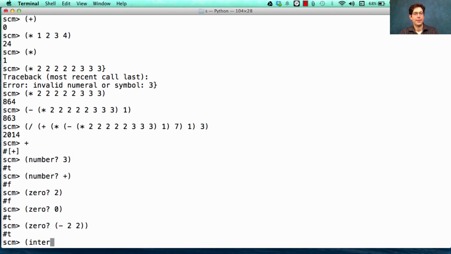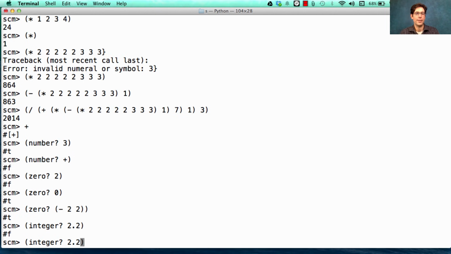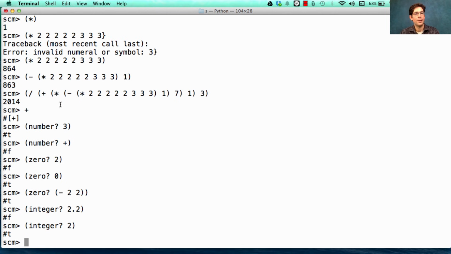And we can also evaluate whether something is an integer. 2.2 is not, but 2 is. Now these question marks are just part of the name. The name is integer question mark. And the reason the question mark is there is that it's supposed to help you figure out what the procedure does. So just like in any programming language, we'd like to use names that help remind us of what things are going to do. And this integer question mark name is a good reminder that this is something that returns false or true based on what its arguments are.